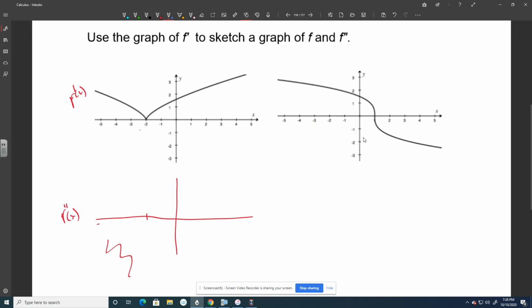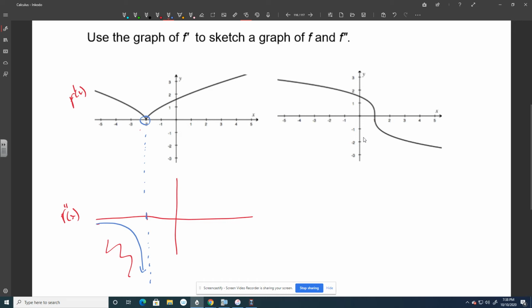maybe we should draw this in blue. So I know I'm negative, and then as I approach -2, I'm getting steeper. Okay, so that's kind of what that part would look like. And then right at -2, I've got a cusp, which means there's going to be like a vertical asymptote or something going on right there. I don't know, but I can't do anything right at -2.